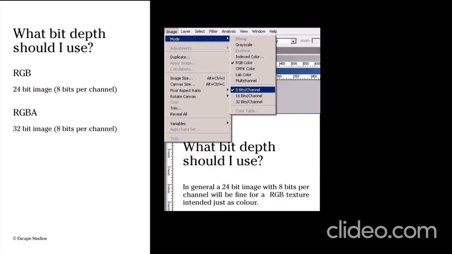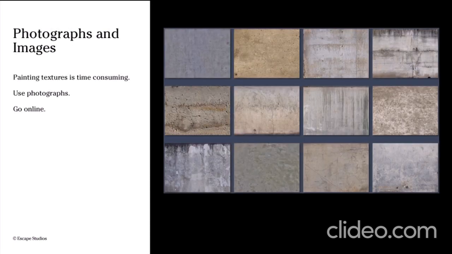In general, a 24-bit image with 8 bits per channel will be fine for an RGB texture intended just as color. If, however, I wanted to introduce some transparency as well, an RGBA texture, 32-bit with 8 bits per channel, would be more appropriate.